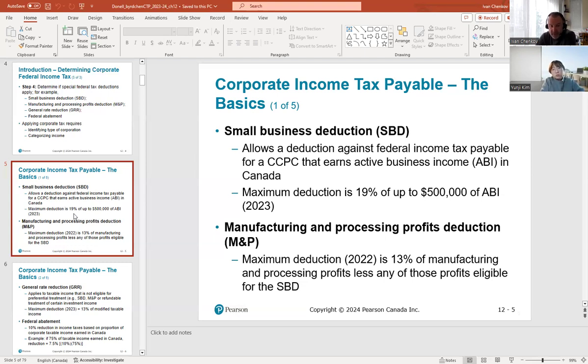Then you're going to have the manufacturing and processing profit deduction, and that will be a maximum of 13%. Another 13% you have available to deduct, but only if your income comes from manufacturing and processing, and less any of those profits which are eligible for the small business deduction. If it's eligible for the small business deduction, you take it away, and then you apply this 13% on the rest, which is only for manufacturing and processing.